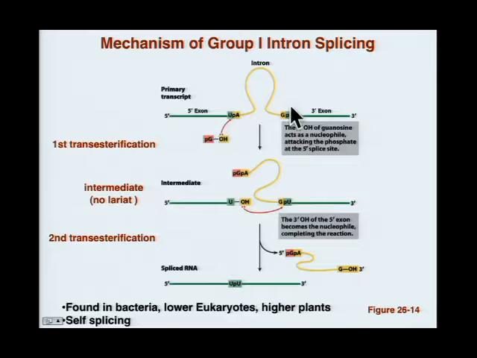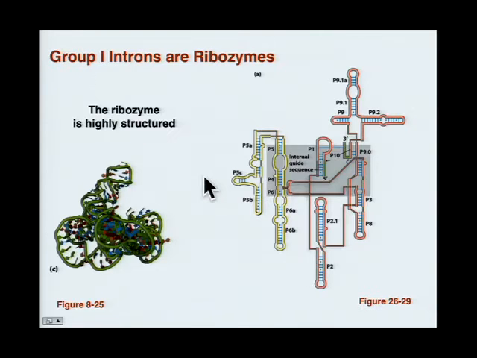The phosphate was always there within the RNA molecule itself. Okay, and so this type of splicing is very primitive, can be found in bacteria, lower eukaryotes, and higher plants. And this is self-splicing. This actual RNA molecule itself, the intron, is catalyzing all of this chemistry. There are no proteins. Okay. So this is the actual structure.